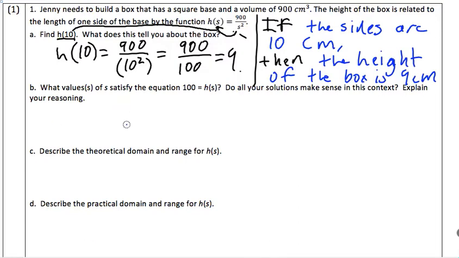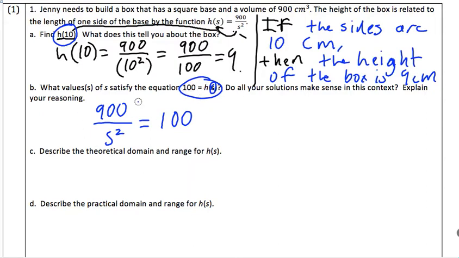B says, what values of s satisfy the equation 100 equals h of s? So this was function notation, and here's function notation again. What's different this time is it's not 100 that we're plugging in parentheses. We don't know what s is, but we do know the total is 100. So we take our function, where we still don't know s, we substitute in 100, and we solve. So anytime it says the function equals, you write out your function and then equals the value, and now we're going to solve for s.